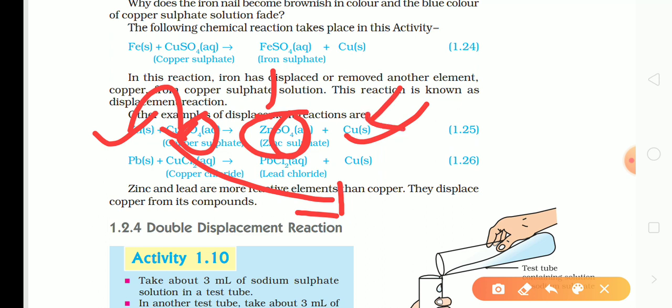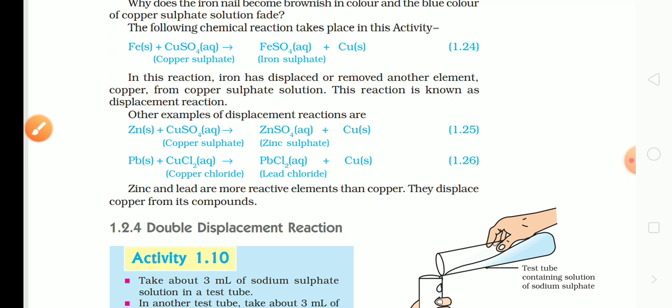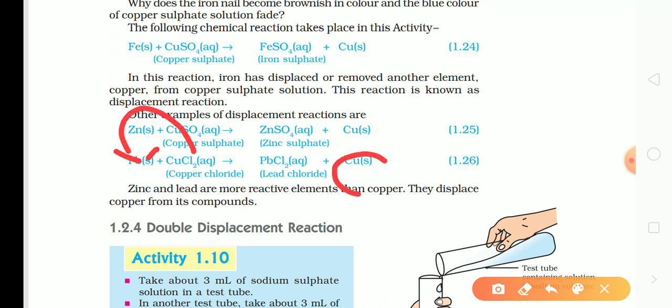Now the next one, you can see lead is reacting with cupric chloride, or copper chloride. Since lead is more reactive compared to copper, automatically by displacing copper, lead would be getting into that position. You can see chlorine is going with lead. And who has become single again? Yeah, copper became single again.